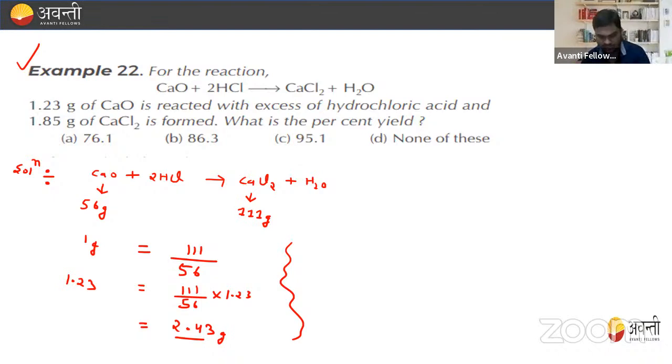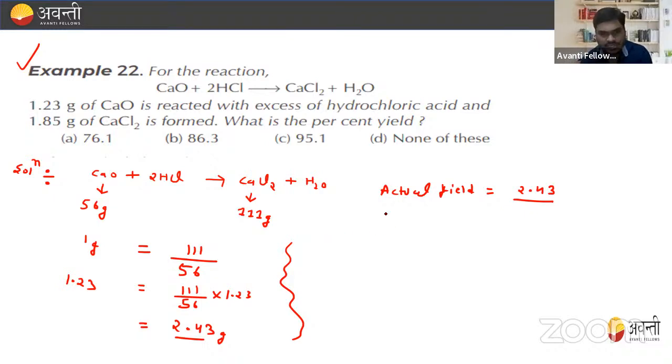Just solve this once. Let me solve as well. This is equal to 111 divided by 56, multiplied by 1.23. It comes out to be 2.43, right? So this is the actual yield. So the actual yield is nothing but is equal to 2.43.